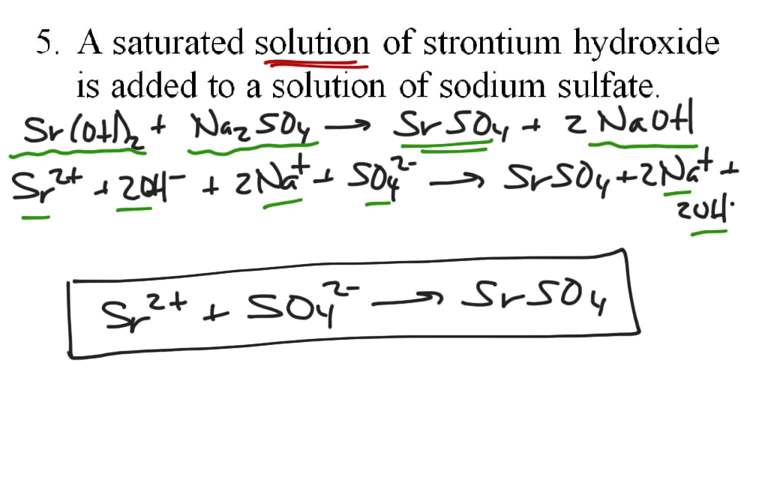Going back to look, we can see that our sodiums are spectators, our hydroxides are spectators, so the final answer is strontium plus sulfate turns into strontium sulfate. 2 plus, 2 minus, everything is balanced. We're going to get full credit on this.